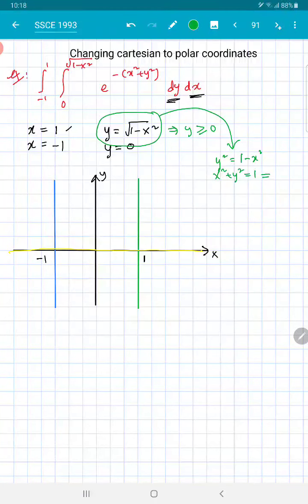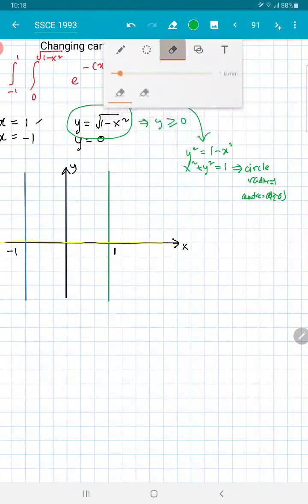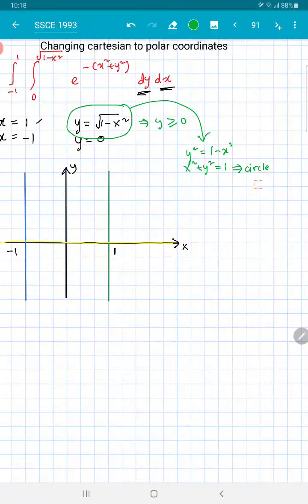We know that this is the equation of a circle where the radius is 1 and the center is at the origin, 0, 0. Let me write it again. The radius is 1 and the center is at the origin.